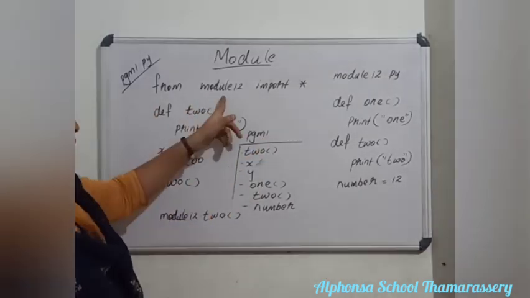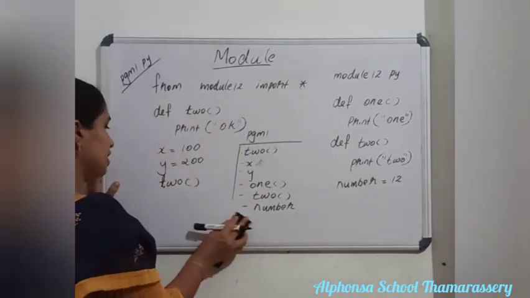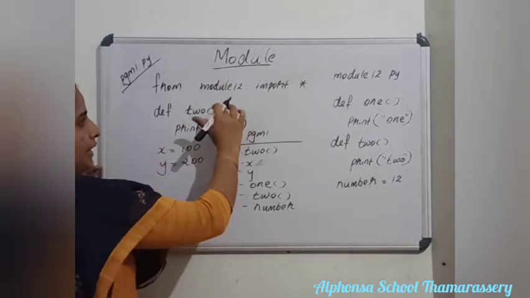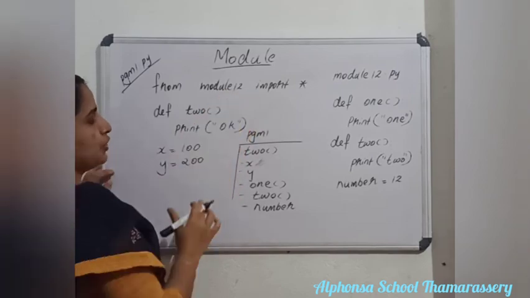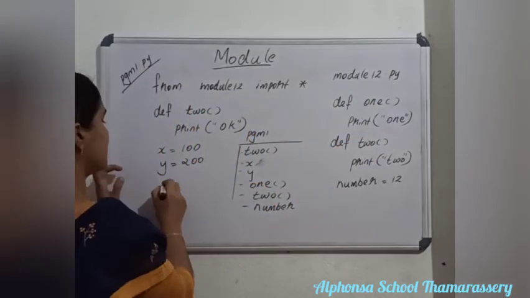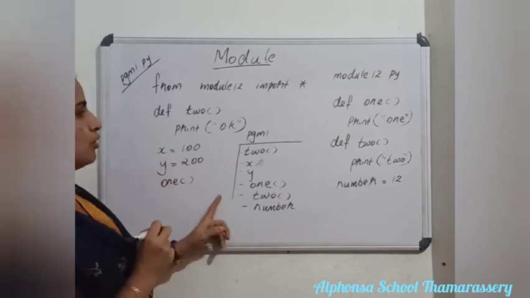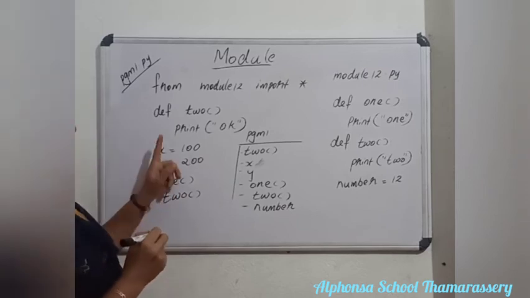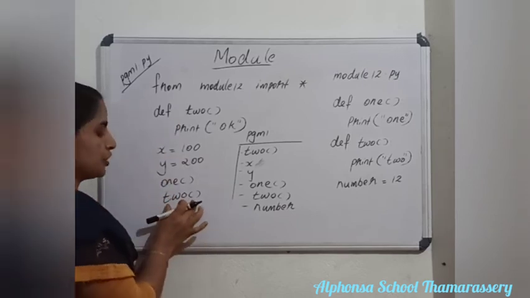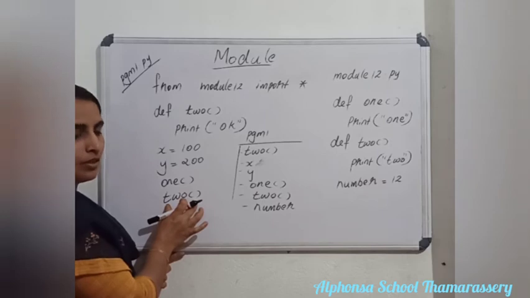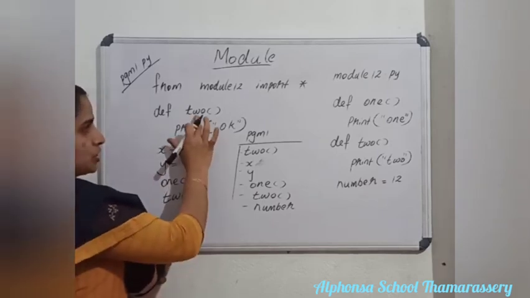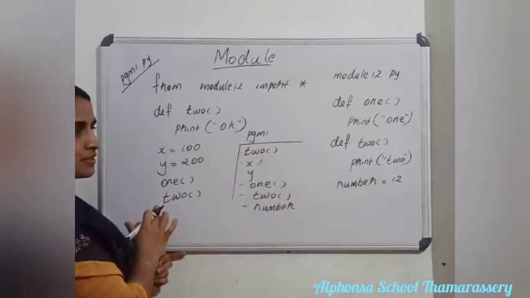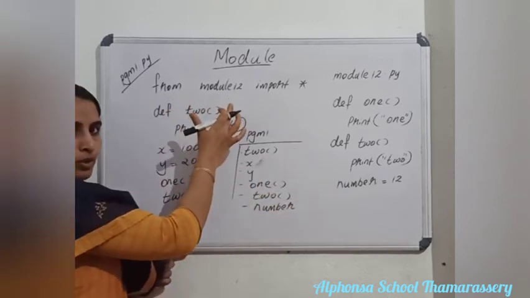When I am importing in this way, as we discussed, you need not specify any module name to call any element of module12. So if I want to call function one, I can simply specify one. If I need to call function two, I can specify two here. But when I am calling function two, a name clash occurs. One function is here, one function is there. I am not specifying the module name here, and I cannot specify it because I used this method to import.